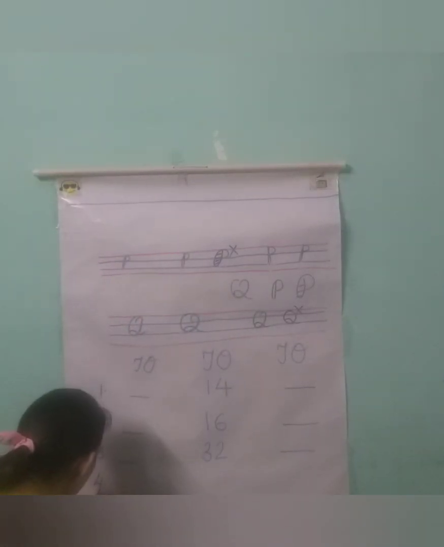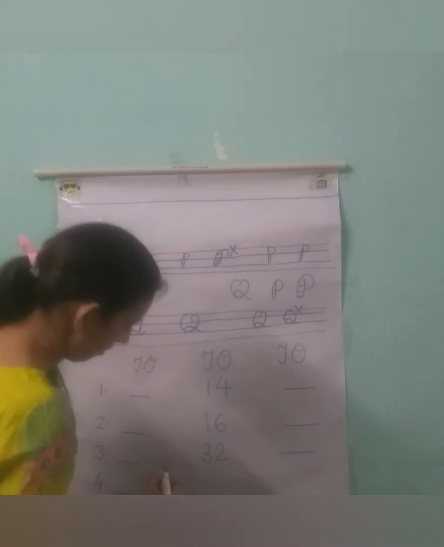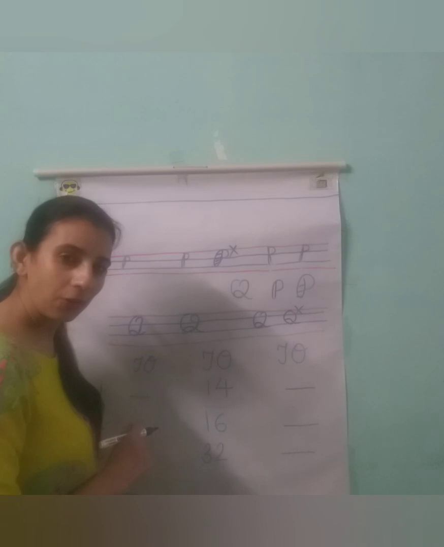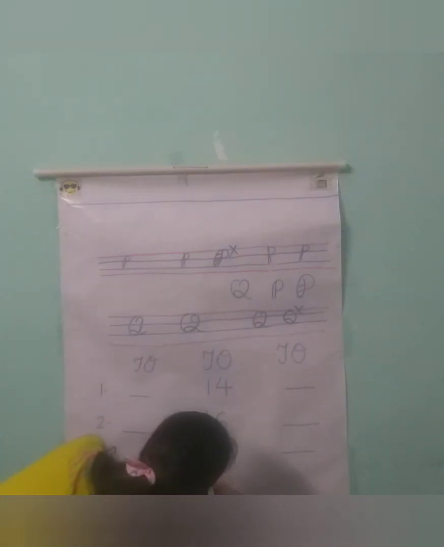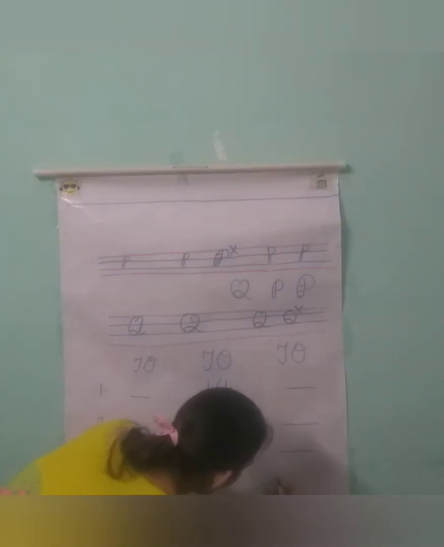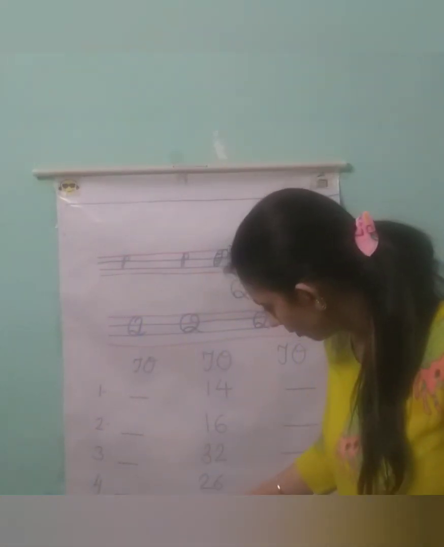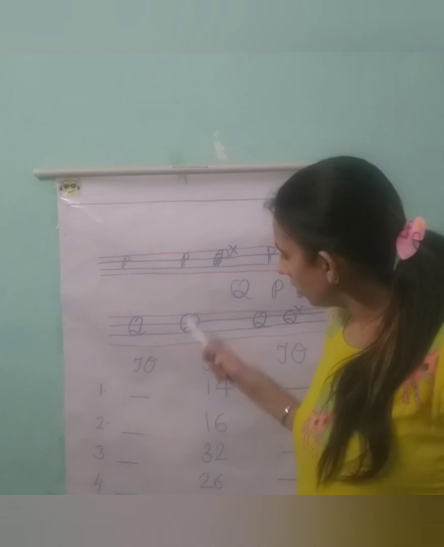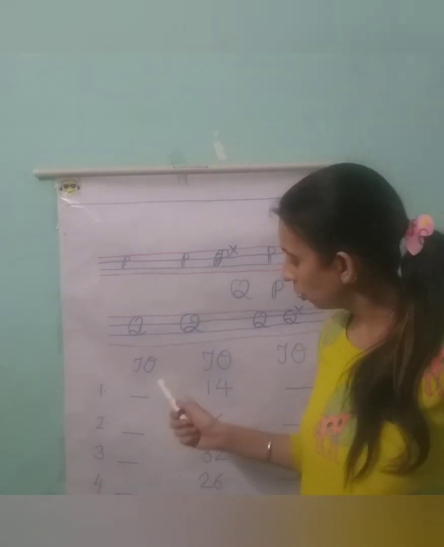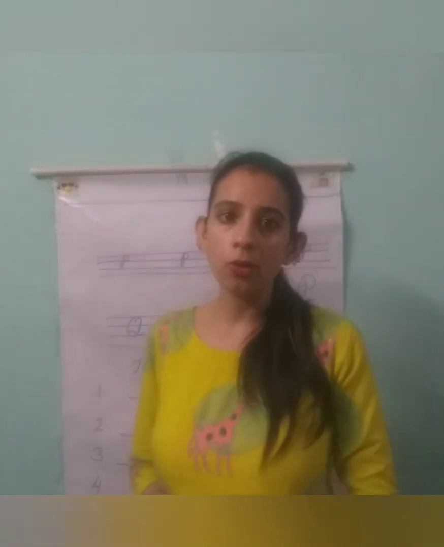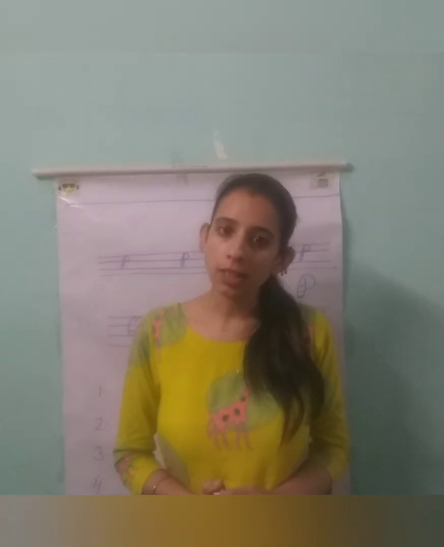Now number 4, underline, and what number we can take? We can take 26 and underline. Okay, now I am giving you 4 because you will not be able to see at the last. So I am giving you only 4 numbers. Do practice this. Do practice cursive. Do send me your videos and photos of your writing work.